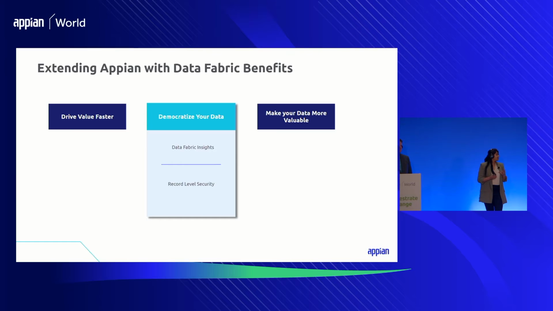Okay, so I wanted to mention here that we've divided these features into 3 categories, but as we move ahead, you'll notice that driving value faster is a common trend with data fabric features. This is something that all our features go through.